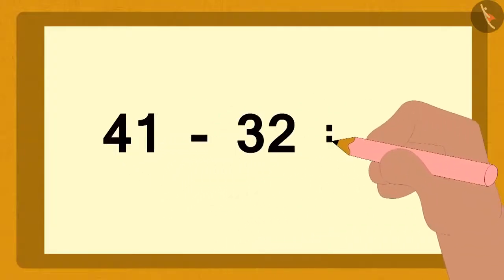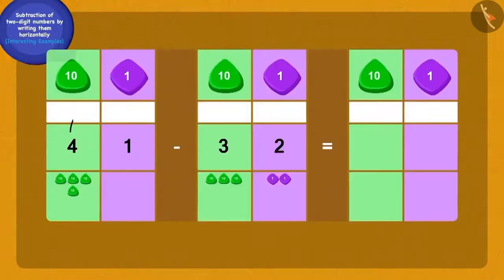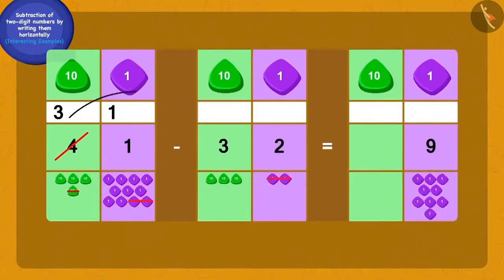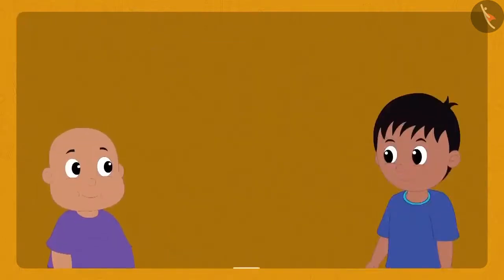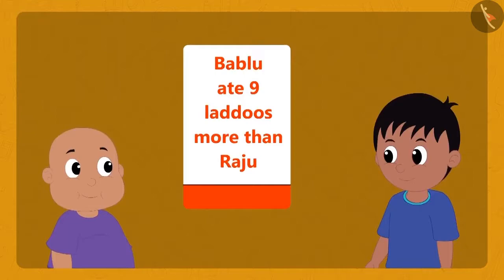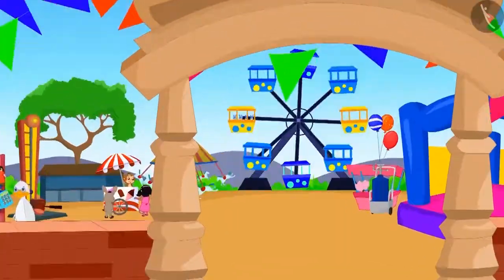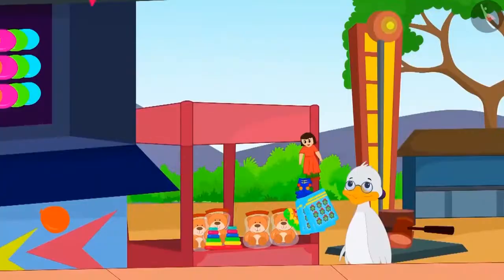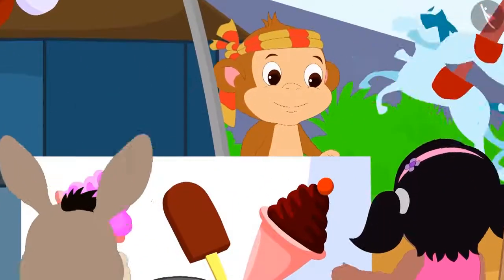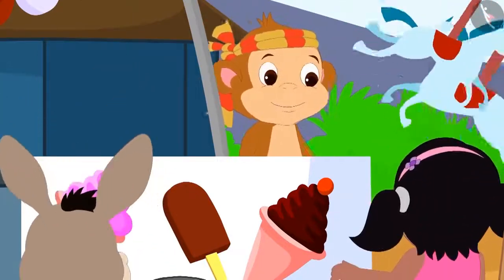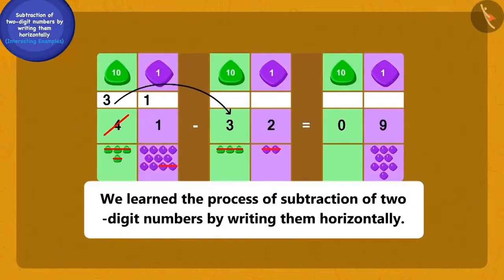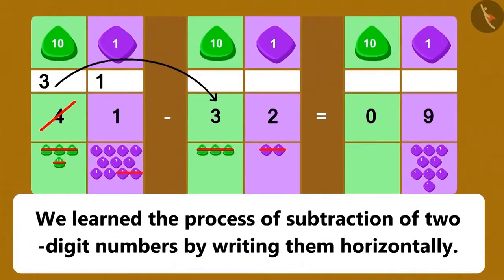Children, can you answer this question? Wow, children, you have solved this correctly. Bablu ate 9 laddus more than Raju. Raju and Bablu kept wandering in the fair and solving the questions of subtraction. Children, you should also find such questions of subtraction around you and try to solve them. Children, in this lesson, we have seen some interesting examples of subtraction by writing 2-digit numbers horizontally.